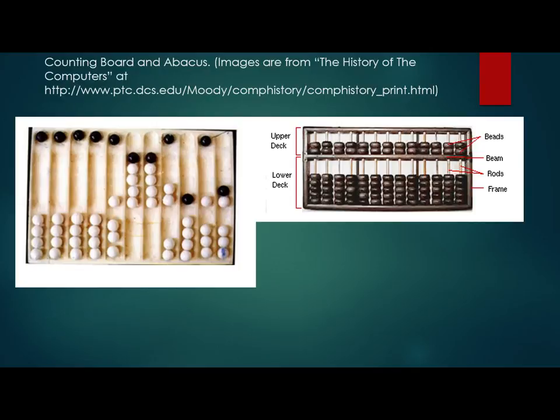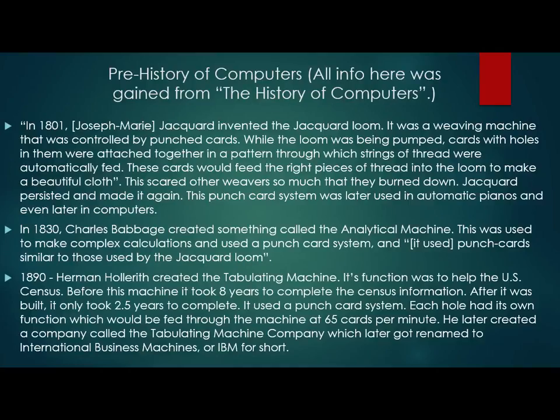So, let's go next. So, also the Prehistory Computers, once again, same place I gained the information. In 1801, Joseph Marie Jacquard invented the Jacquard loom. It was a weaving machine controlled by punch cards. While the loom was being pumped, cards with holes in them were attached together in a pattern through which the strings of threads were automatically fed. These cards would feed the right pieces of thread into the loom and make a beautiful cloth. This scared other weavers so much that they burned down his home and the business where the loom was. Jacquard persisted and made it again. This punch card system was later used in automatic pianos and even later in computers.